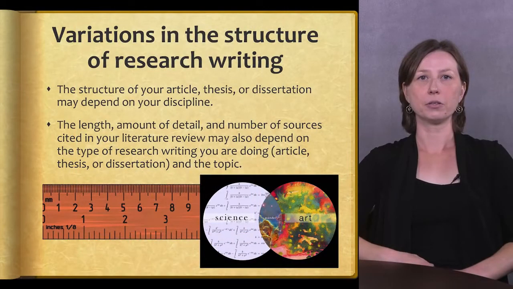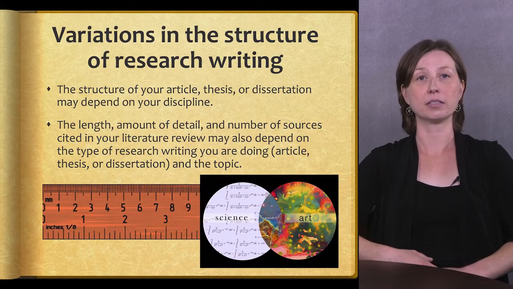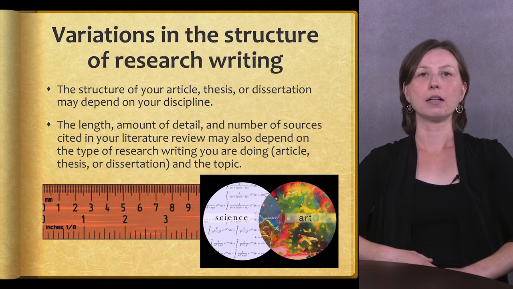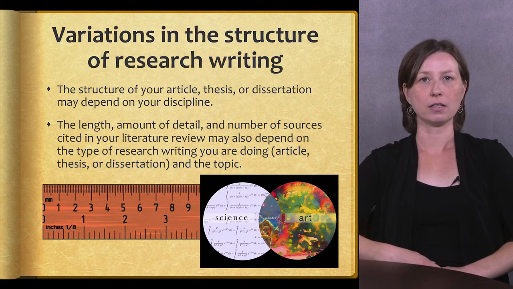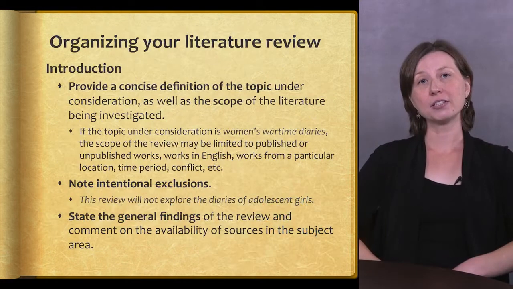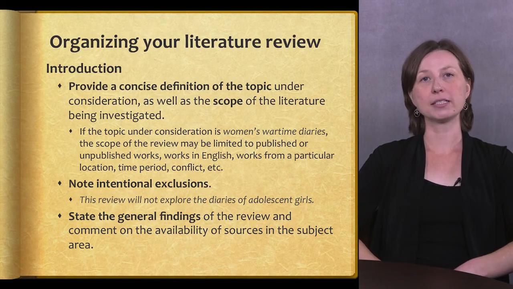The structure of your article, thesis, or dissertation may depend on your discipline. Some disciplines may not follow the structure presented in the previous slides at all. However, many of the basic elements that have been presented will usually appear in some form in a piece of research writing. The length, amount of detail, and number of sources cited in your literature review may also depend on the type of research writing you're doing, whether it's an article, thesis, or dissertation, and the topic. The literature review is not just a summary of sources, but a synthesis and discussion. Therefore, strong organization is key.